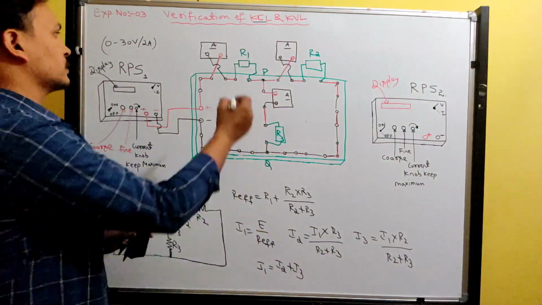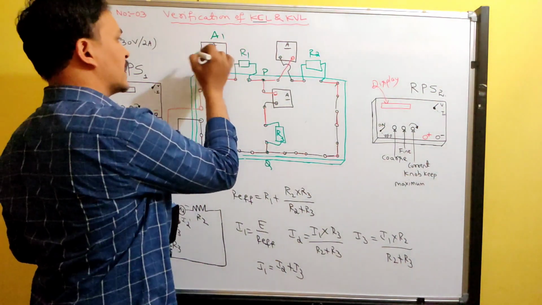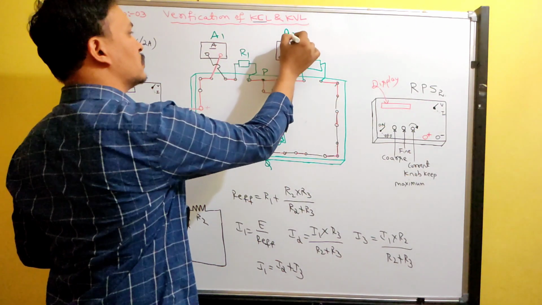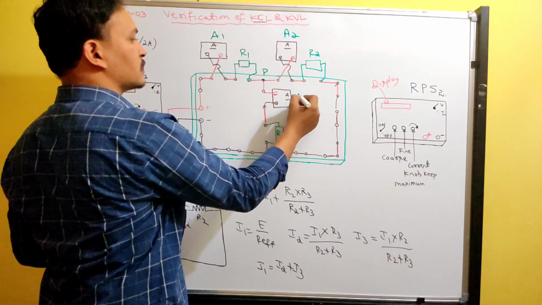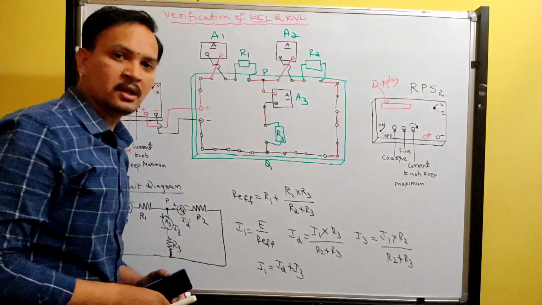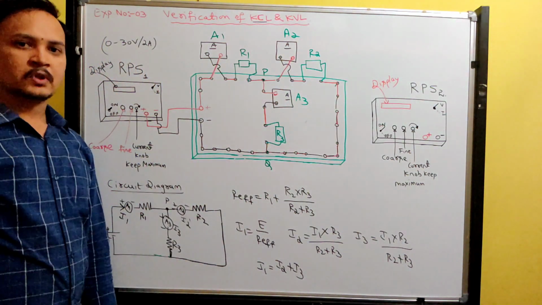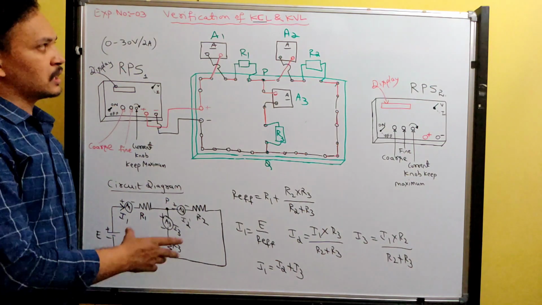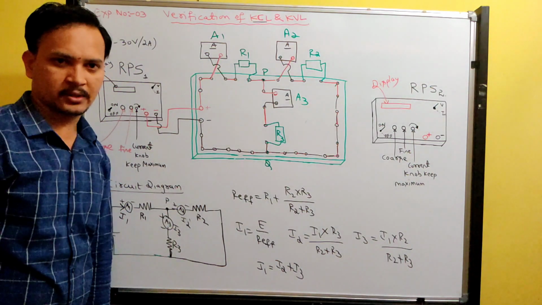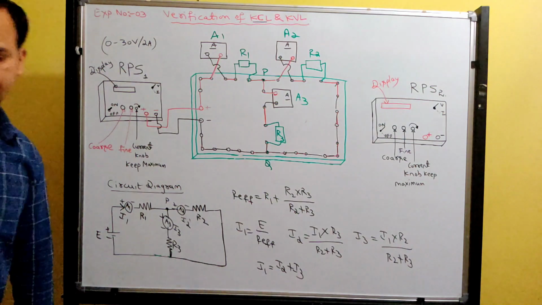Okay, got it? So this is ammeter 1, which measures I1 current. This is ammeter 2, which measures I2 current. And this is ammeter 3, which measures I3 current. Pause the video and copy down. After this, I will go for the KVL experiment.